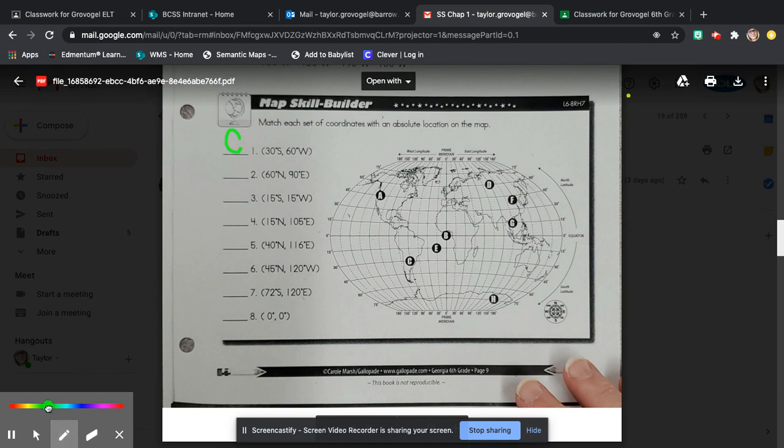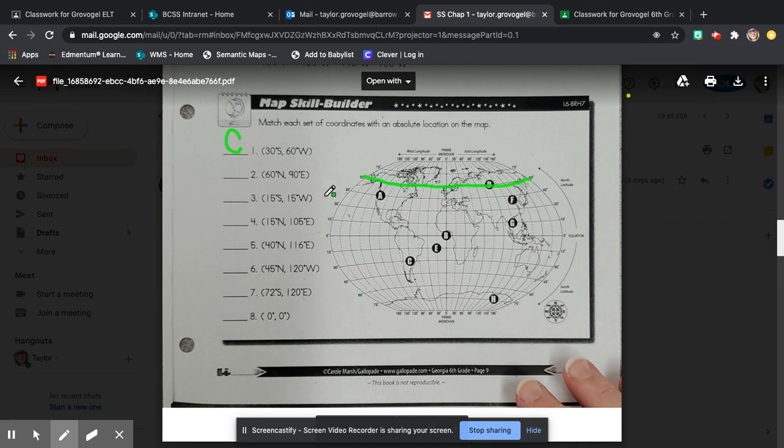So let's look at number 2. It says 60 degrees north. So we're going to look here. This says north latitude up here. So I'm going to go to 60 degrees and I'm going to draw my line here, because that is my 60 degrees north latitude line.